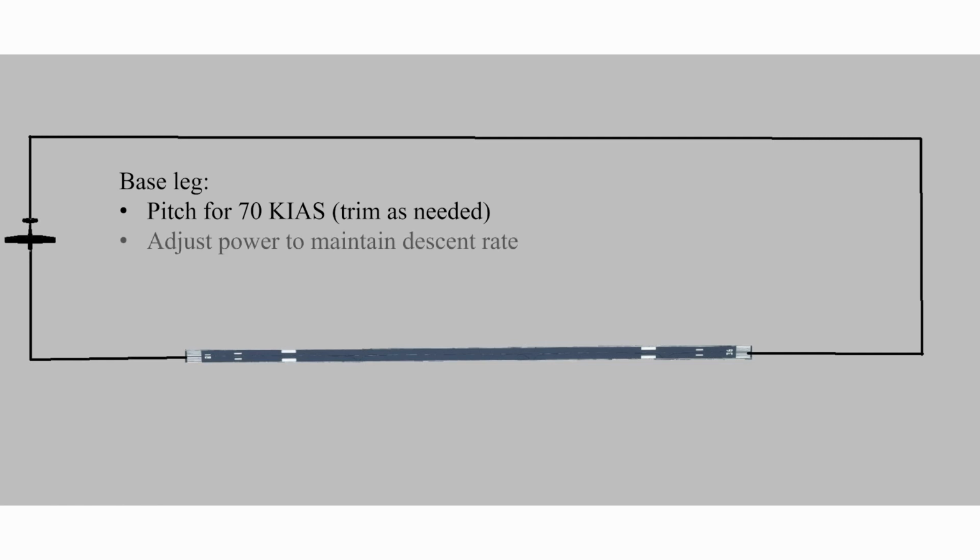On the base leg, not much is different except we're just not adding the flaps. We want to pitch for 70 knots now, and trim as needed. You may need to bring the power back a little bit to get that 70 knots. And then once you have the 70 knots, adjust the power to maintain that descent rate at 70 knots.